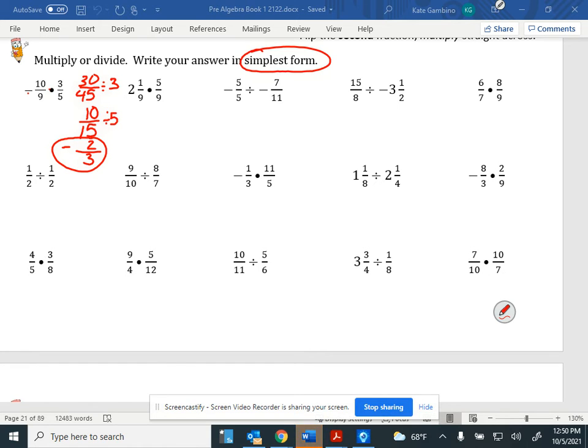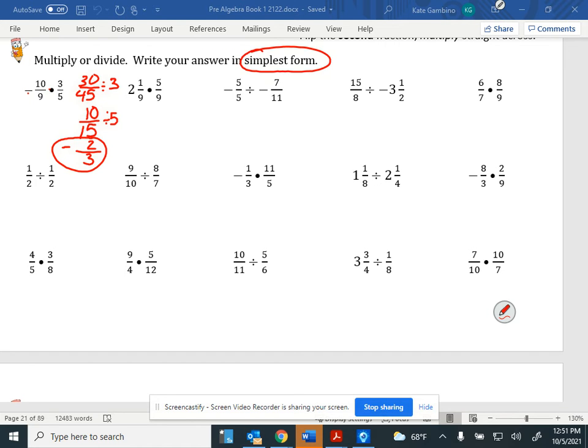Let's look at our dividing. -5/5 divided by -7/11. What's my first step going to be? What should I do when I'm dividing? No, we don't need common denominators when we multiply or divide. That is only for adding and subtracting.